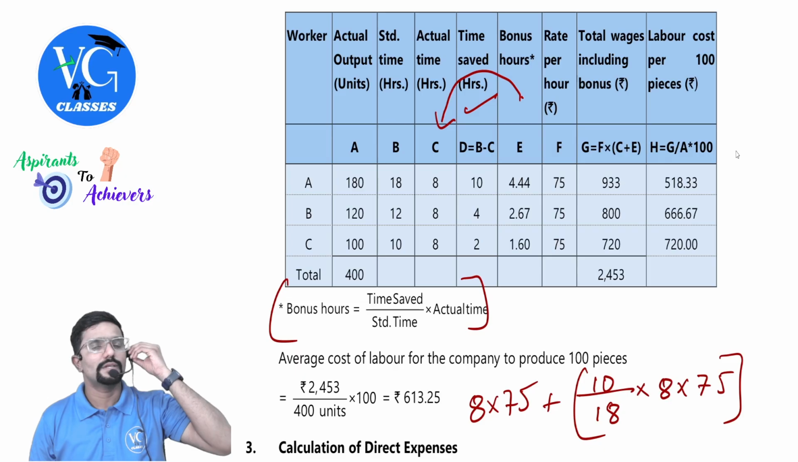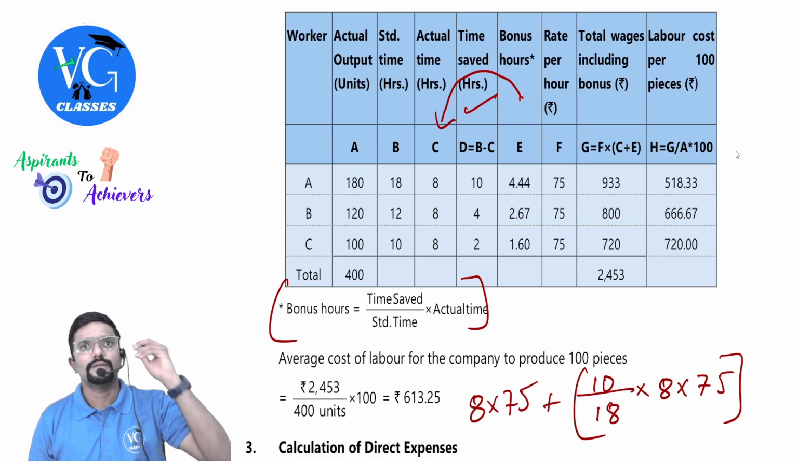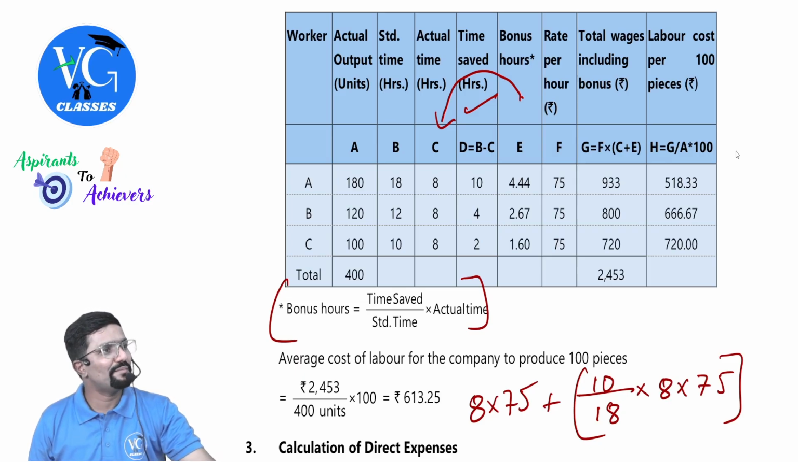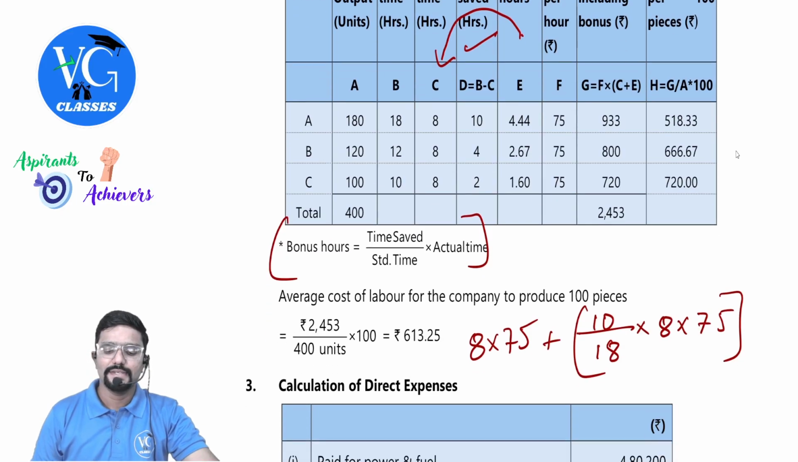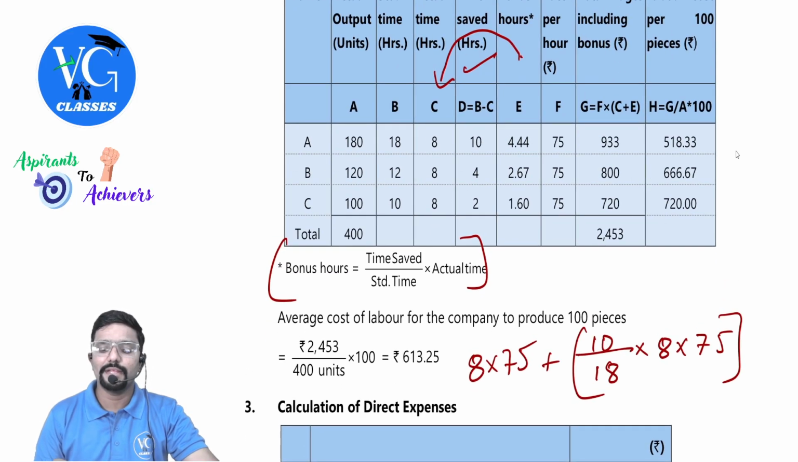Got it? Same number. Now listen. Sir, again I am telling you. How did they guess this 4.44?